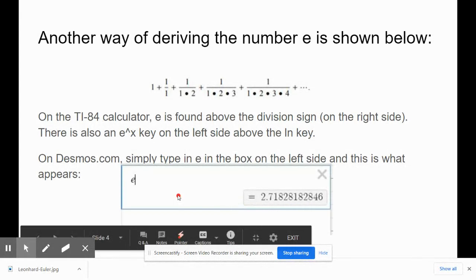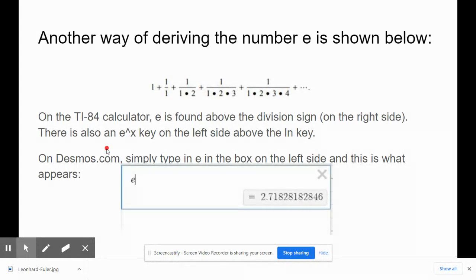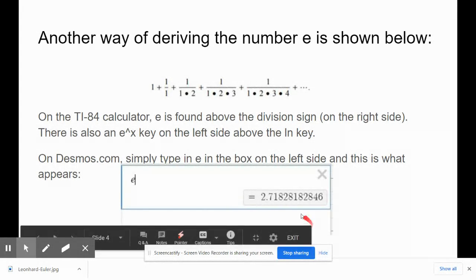On Desmos.com, you can simply type the letter e into the box on the left-hand side, like if you went into the graphing portion of it, and you're going to see the value of it. This is a screenshot from Desmos that just pops up.